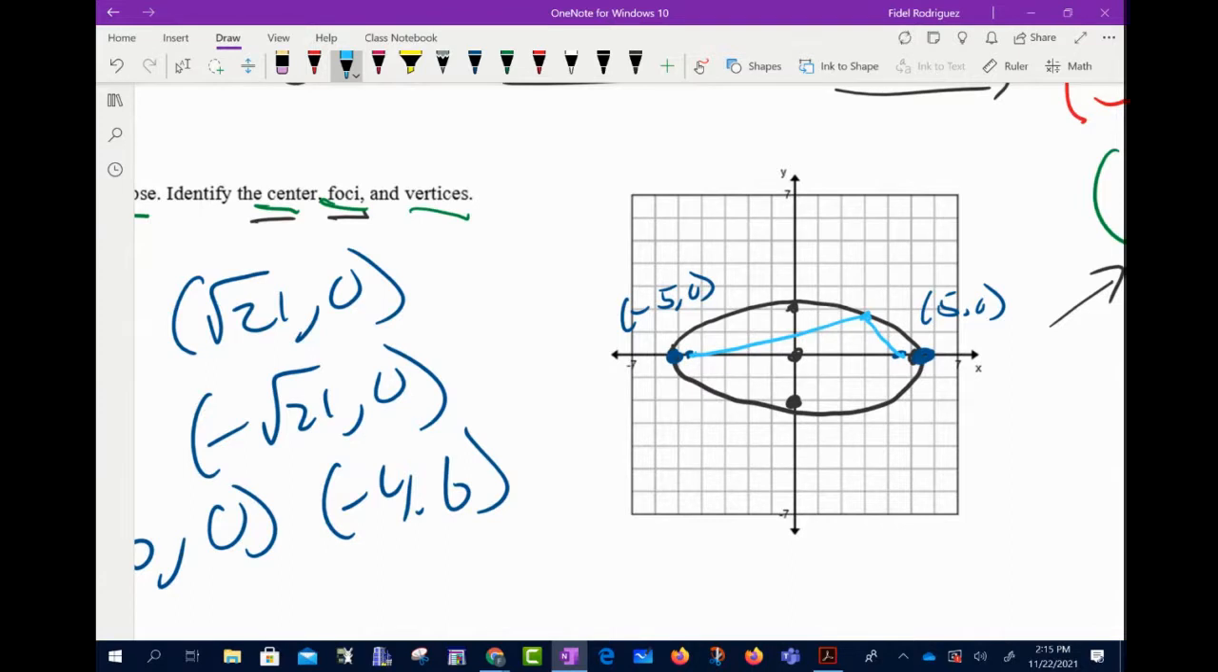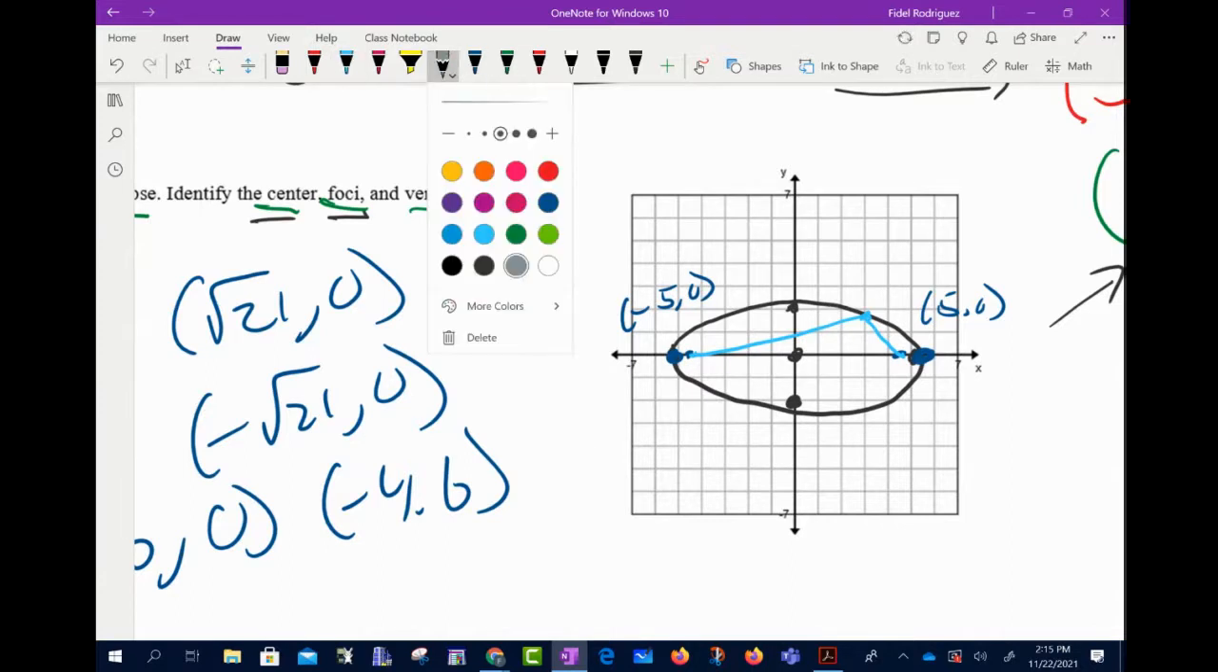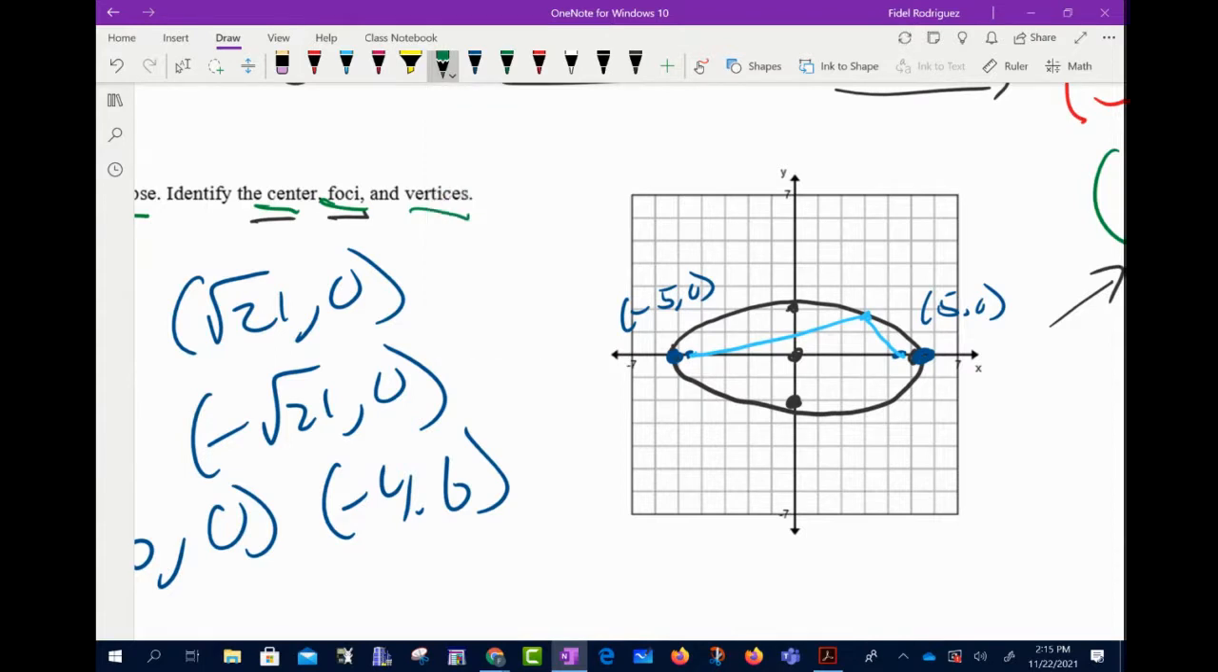Okay? Now, we're going to pick any other point on this graph, okay? Any other point. So I'm going to come, oh, I don't know, what point should I pick?